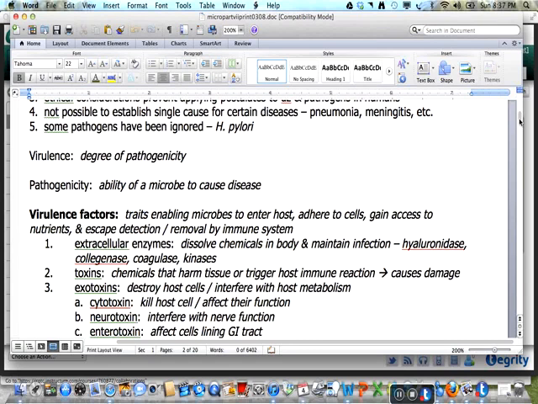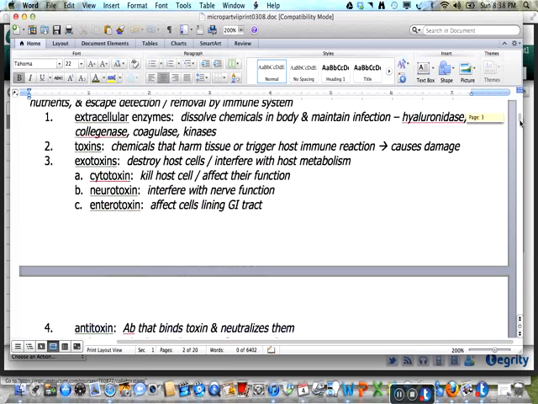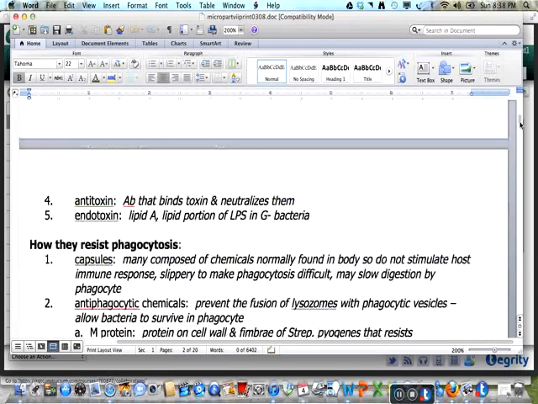Exotoxins can destroy host cells and interfere with host metabolism. Cytotoxins kill host cells or affect cell functions. Neurotoxins interfere with nerve functions, and enterotoxins affect the lining of the gastrointestinal tract. Antitoxins are antibodies that bond toxins and neutralize them. Endotoxin, or the lipid portion of lipopolysaccharide, the LPS in gram-negative cells, is also a toxin.